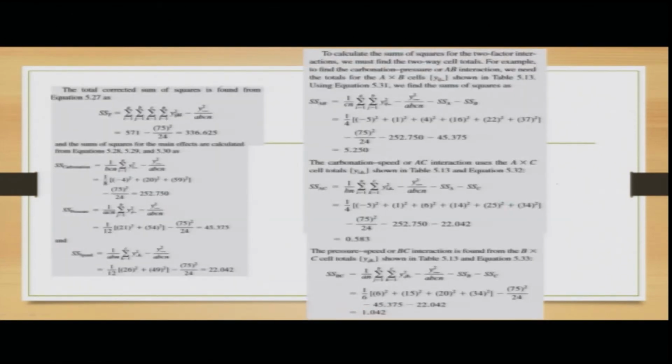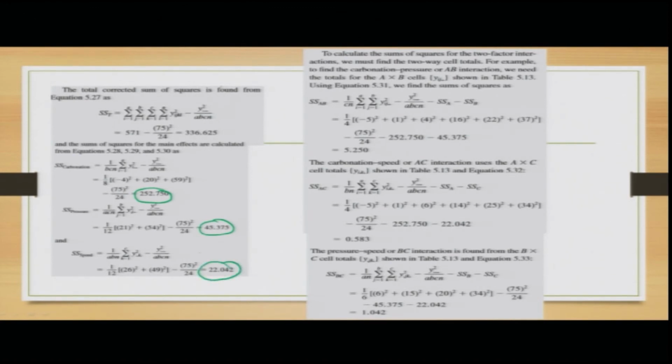So, the total corrected sum of squares is found to be 336.625, and the sums of squares of the main effects are calculated from equations as we have already discussed. The values are like this. The sum of squares of the carbonation is 252. I am just reading without the decimal. For the sum of squares of the pressure, it is 45, and the sum of squares of the speed is 22. So, these are the main effects.